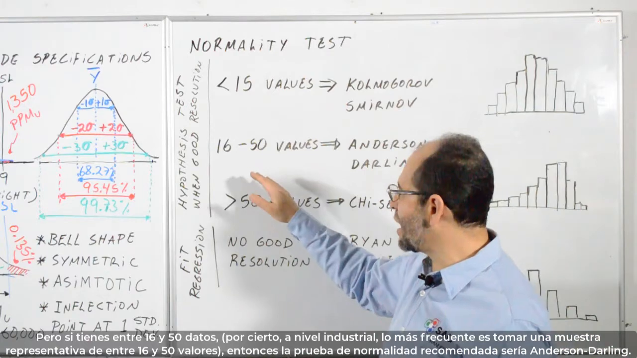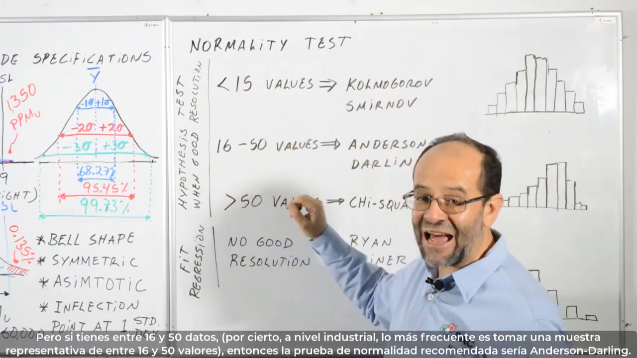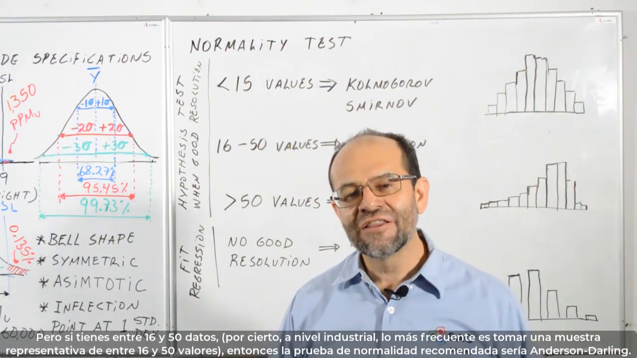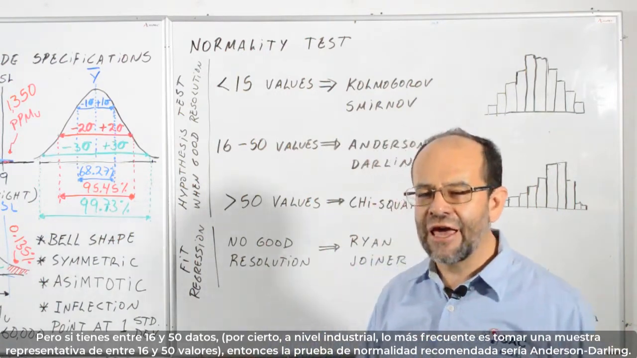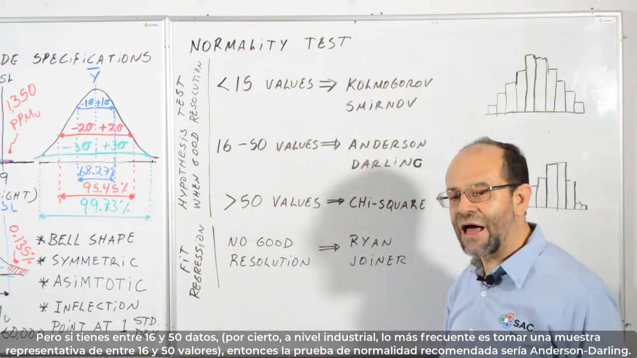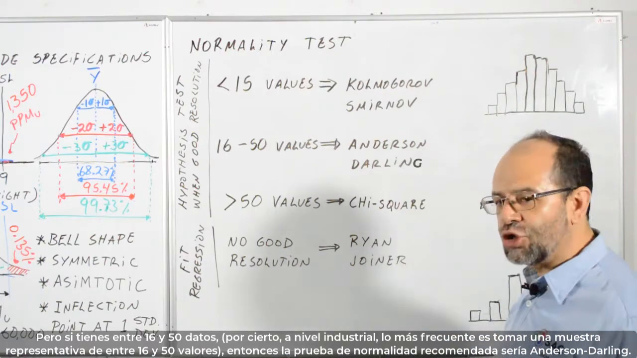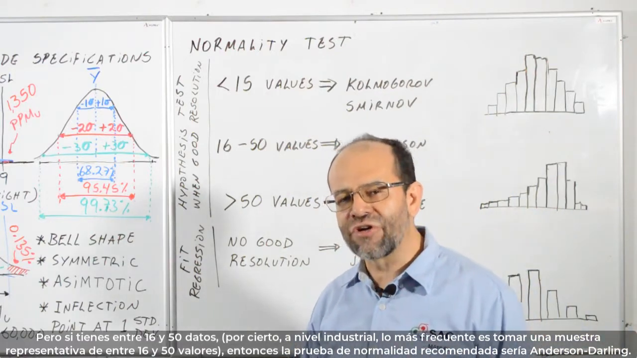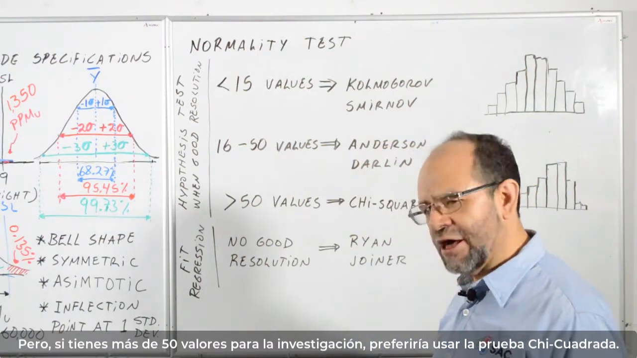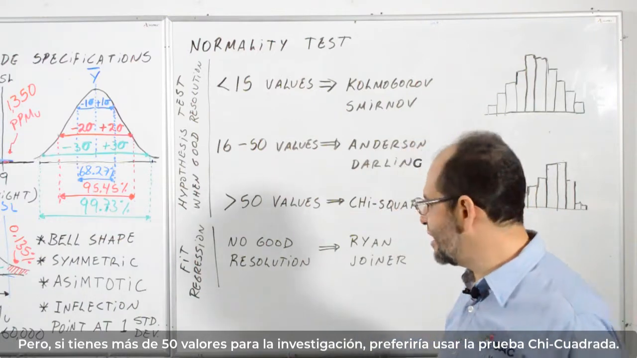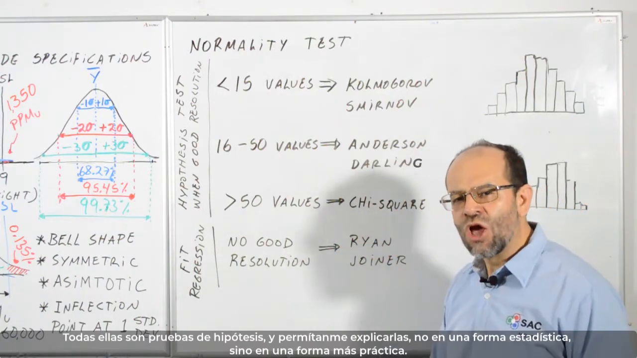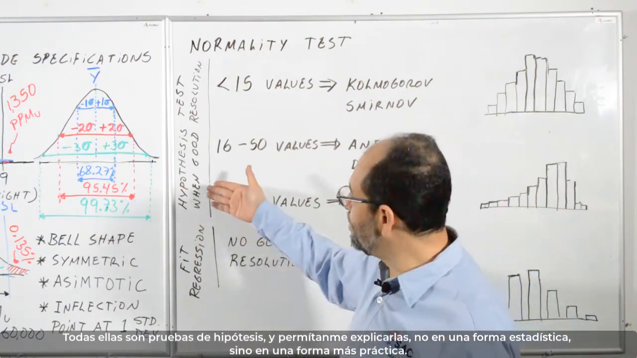But if you have more data, between 16 and 50, which at the industry level is the most frequent situation, you take a representative sample of usually 16 to 50 values. Then the normality test to use will be Anderson-Darling. That will be a recommendation. But if you have more than 50 values, for research, for investigation, etc., I would prefer to use the chi-square test. All of them are hypothesis tests.